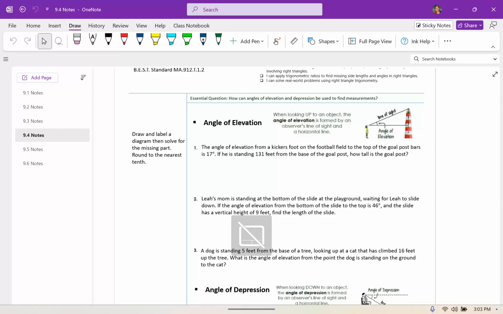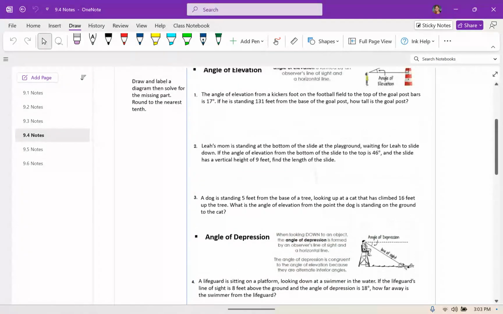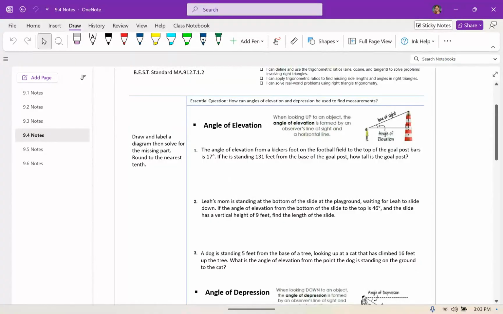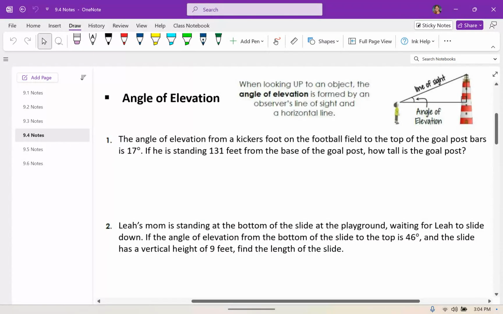Alright guys, so 9.4 notes is the same thing as 9.3 notes. The only difference is that they are word problems. And if we're doing word problems involving trigonometry, they like to use the term angle of elevation and angle of depression, and the way that you solve them are exactly the same. I do recommend drawing a picture, just to keep everything straight and on task. So that's what I'm going to do. Just very simple pictures of right triangles.